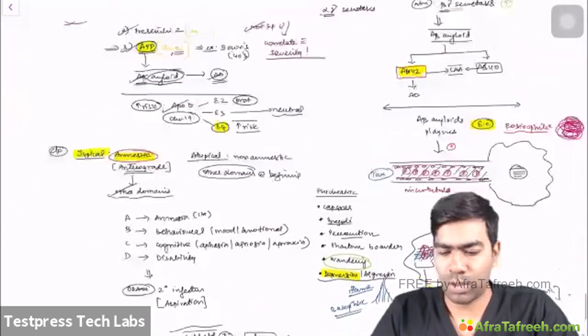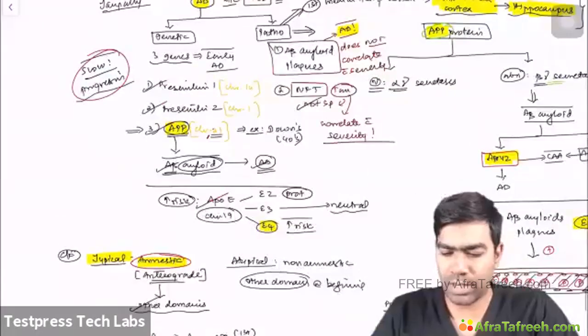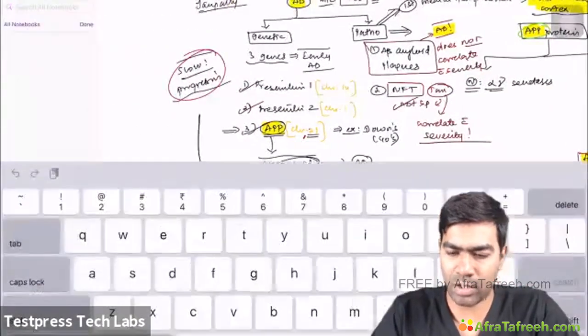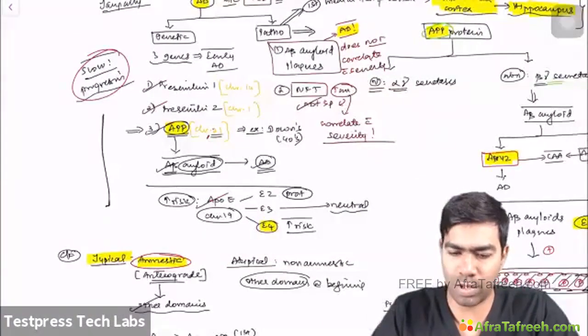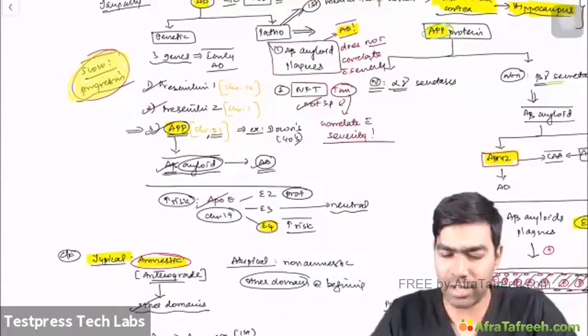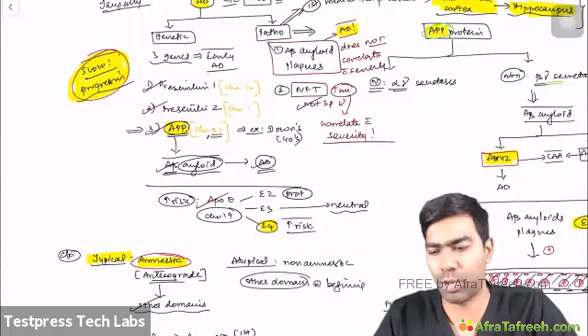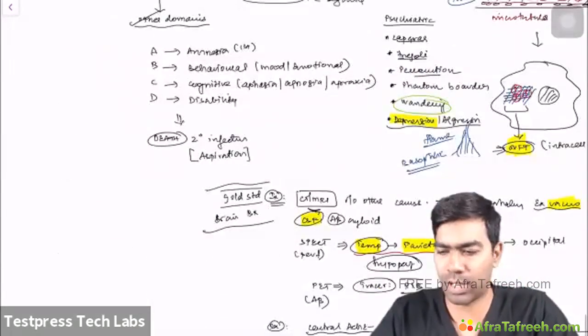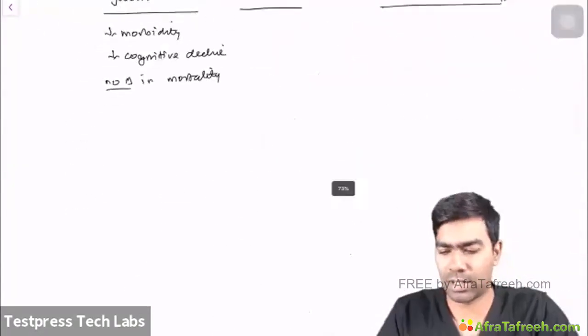However, the most important point with regards to Alzheimer's disease is its characteristic slow progression. That's going to be the most important point as far as any exam is concerned. So every exam clinically will be relying on this slow progression only. And that is the most important as far as Alzheimer's disease is concerned.